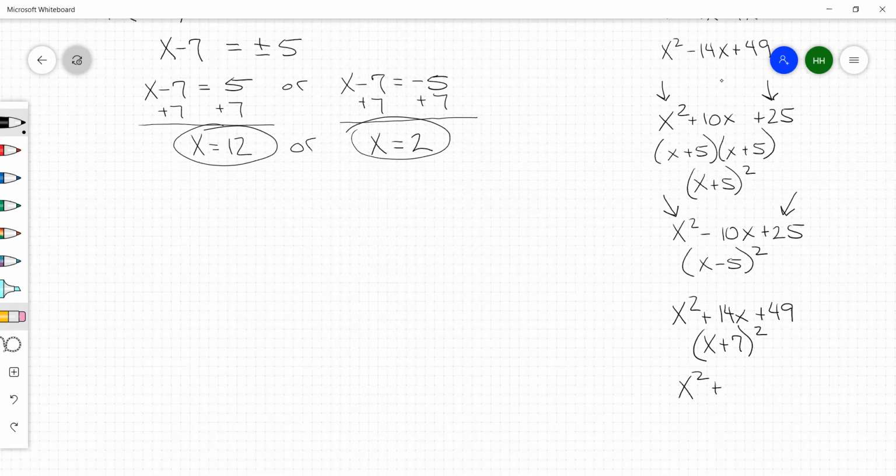X squared plus 20x plus 100. What does that factor to? Good. X plus 10 squared. All right. Perfect square, sum of the square root of the third term. Even if you had, oh, never mind. We'll see that later. You're gaining a concept of perfect squares.